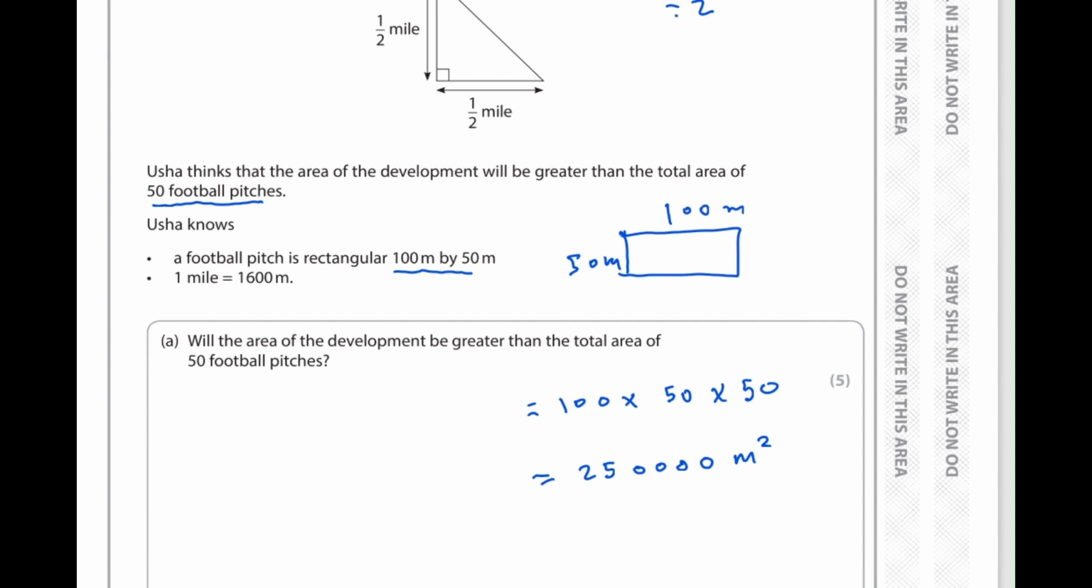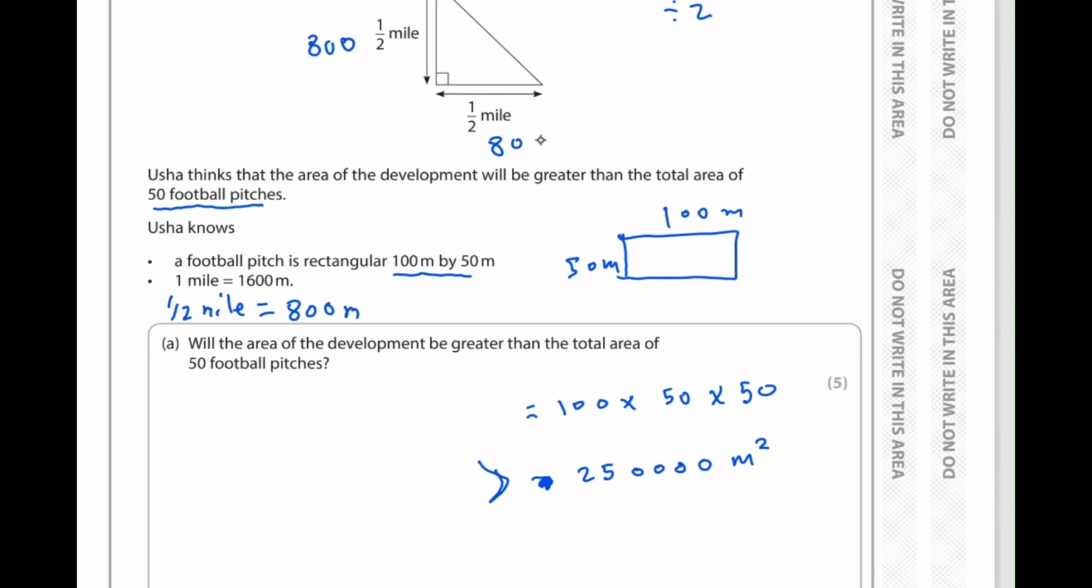Now we have to find out whether the area of the development is greater than that. First, we need to change miles to meters. 1 mile is 1600 meters. Half a mile is 1600 divided by 2, which equals 800 meters. So this side is 800 meters, and this side is 800 meters.